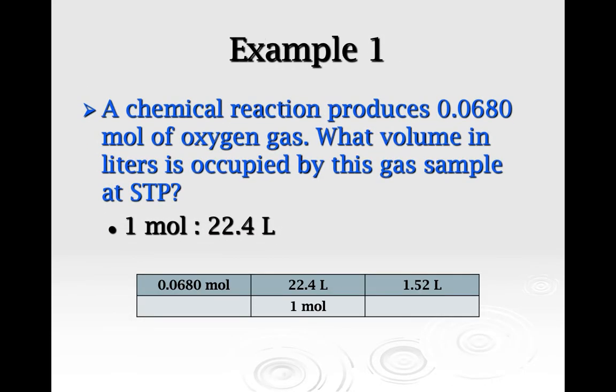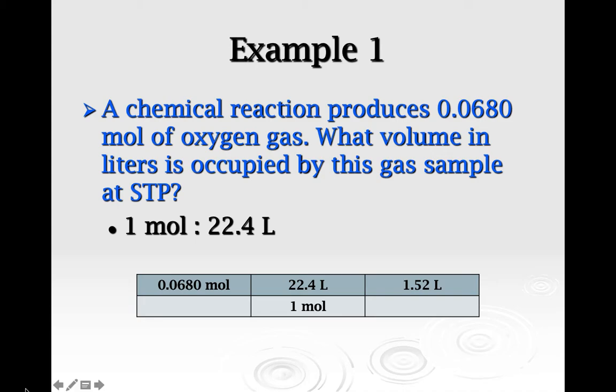So, to do stoichiometry problems using this, we're going to have to go back and forth between this molar volume of gases and the molar mass of that gas. A chemical reaction produces 0.0680 moles of oxygen. What volume in liters is occupied by this gas sample at STP? And remember, 1 mole of any gas is 22.4 liters at STP.